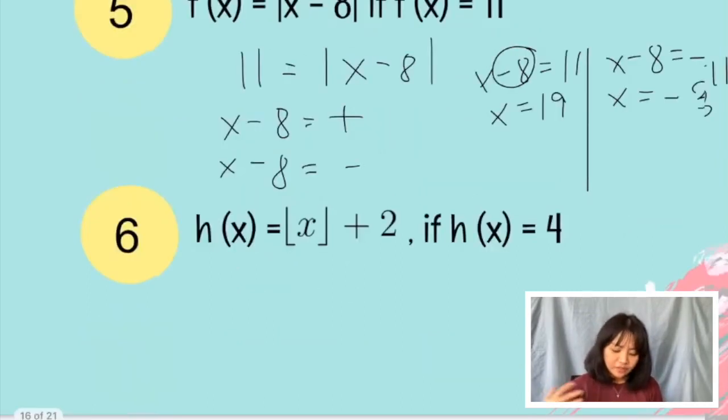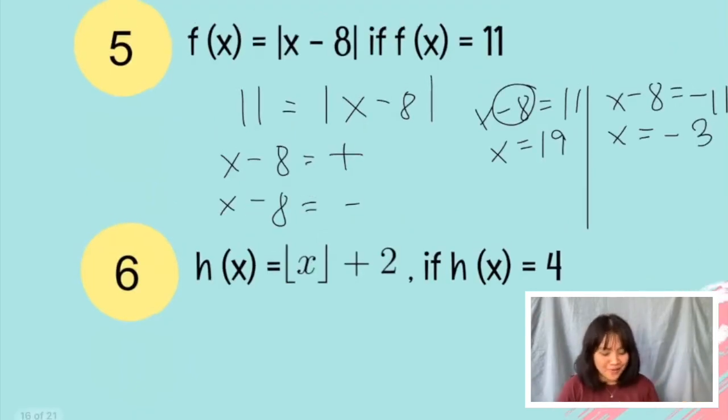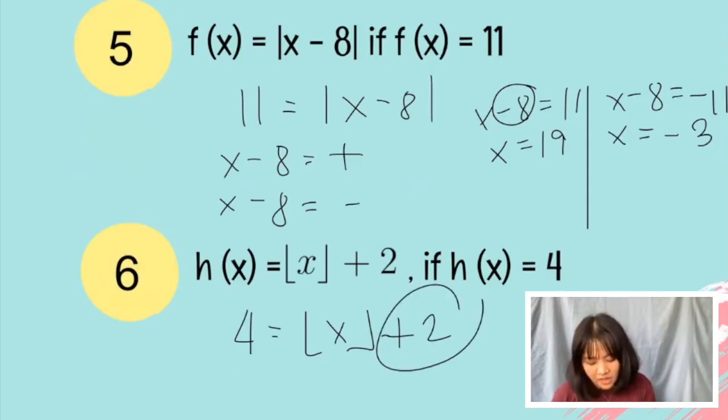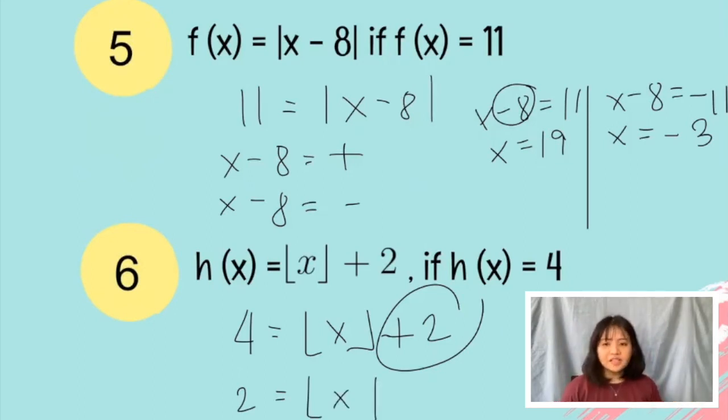Next one. What if we have a floor function? How do we find this? So we are going to have 4 equals floor function of x plus 2. Of course, let's combine the like terms first. The plus 2 will be moved over. So we have 2 equals the floor function of x. Floor function of x is equal to 2. So that means our x is 2. Because our floor function is rounding down to the nearest whole number. Since our 2 here is a whole number, our answer is 2.